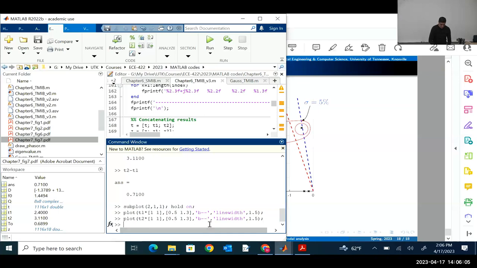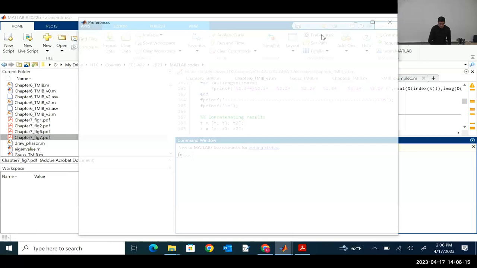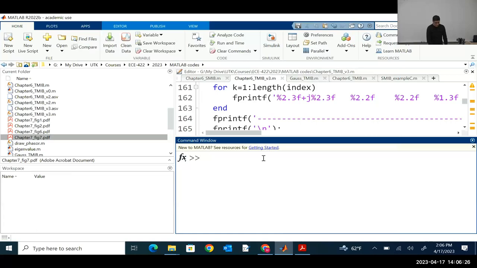And you see already some stuff there, and I need to change the font. Let me do it quickly. The font is there, 18.